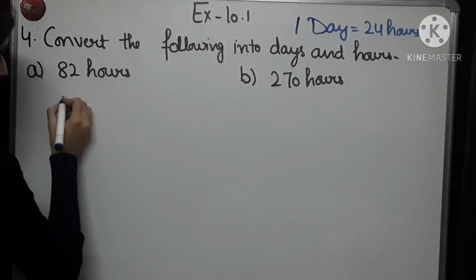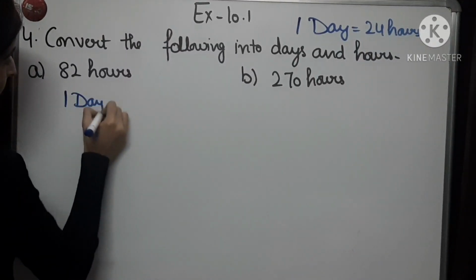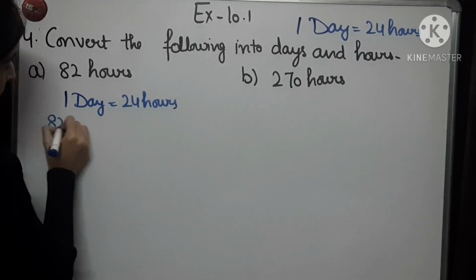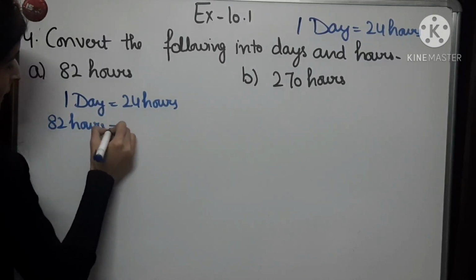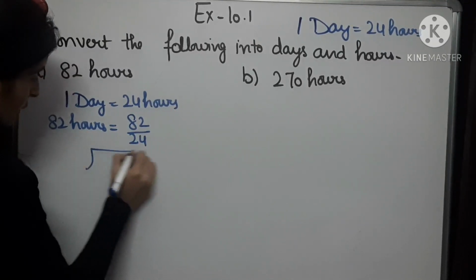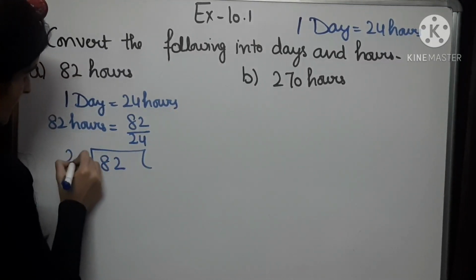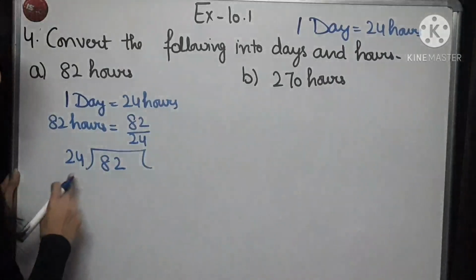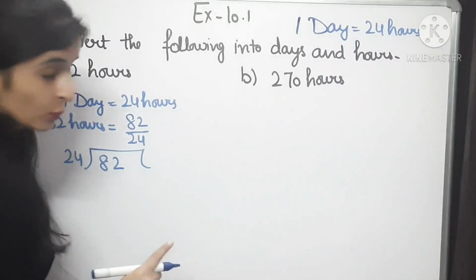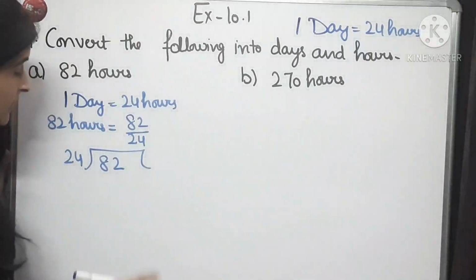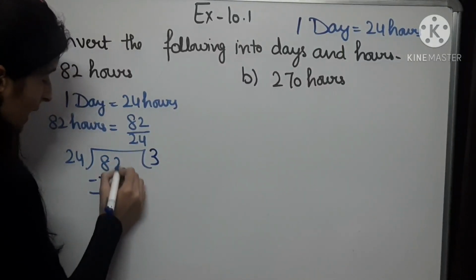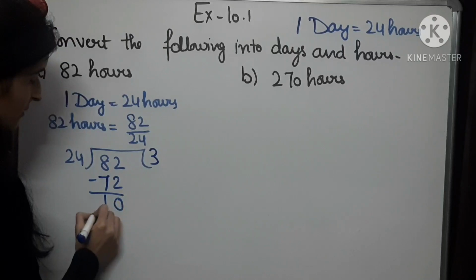So here we will write one day is equal to 24 hours. Then 82 hours will be equal to 82 divided by 24. So here I am going to divide this 82 by 24. Right? 24 ones are 24, 24 twos are 48, 24 threes are 72, and 24 fours are 96. So it will go on 3. 24 threes are 72. 2 minus 2 is 0. 8 minus 7 is 1.